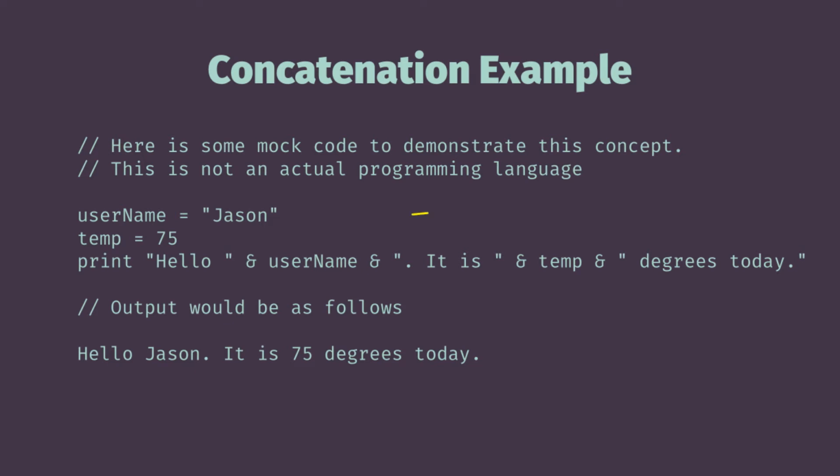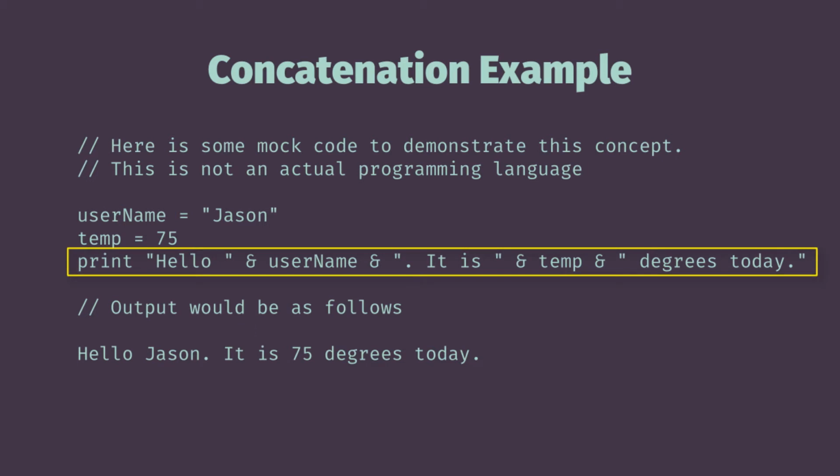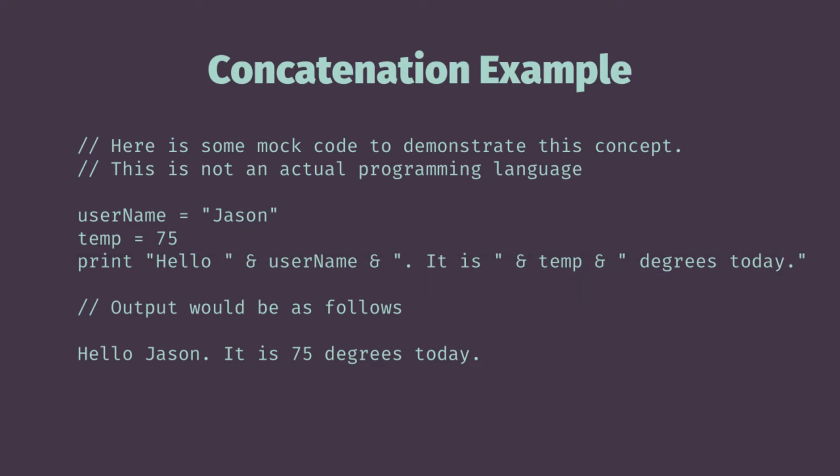On the first line, I'm taking the value JSON and storing it into a variable called username. On the next line, I'm taking the number 75 and storing it in a variable called temp. And then on the third line, I'm gluing all these pieces together to make a user-friendly sentence. I'm going to take the word hello plus a space, glue it to the value stored in the username variable, glue that to a period, a space, the words it is, and a space, and then glue that to what's stored in the variable temp.